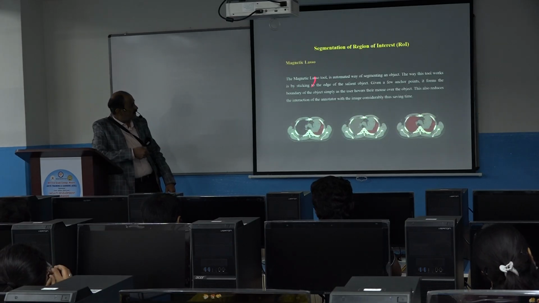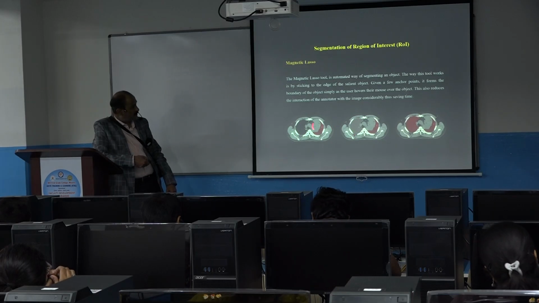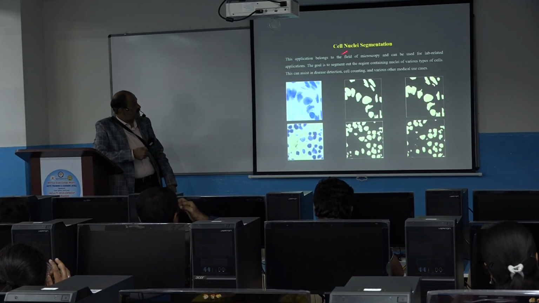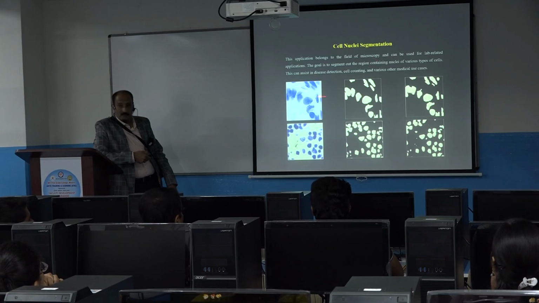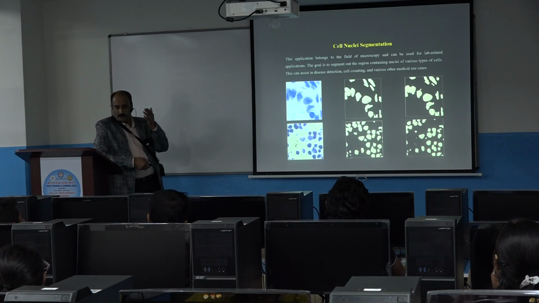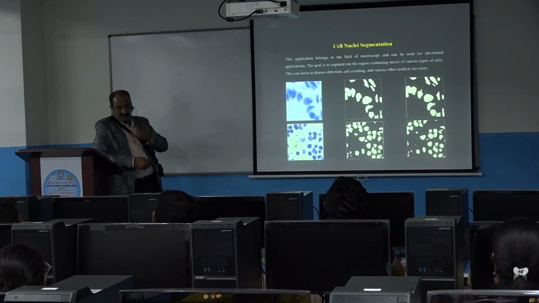Another is the magnetic lasso tool. Again, it is used for effective and intelligent segmentation of a region of interest in CT scan images. So this is an example, and this is a cell nuclei segmentation. So you can have any such kind of blood cells.